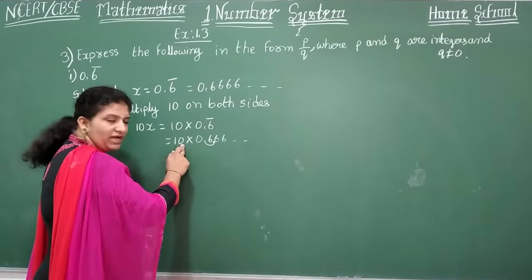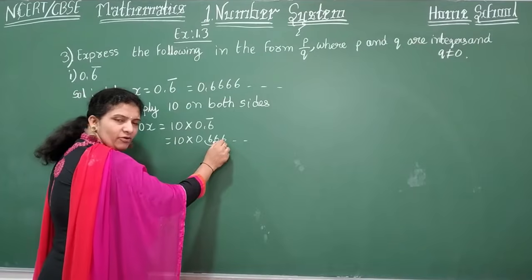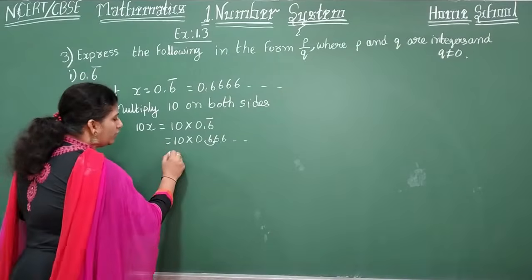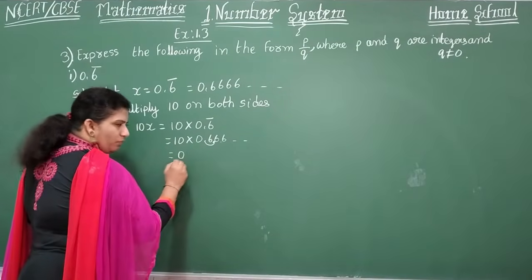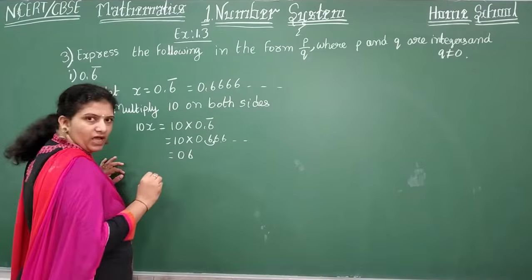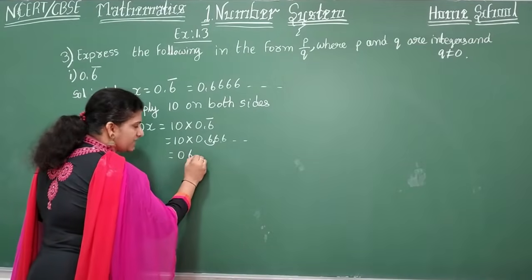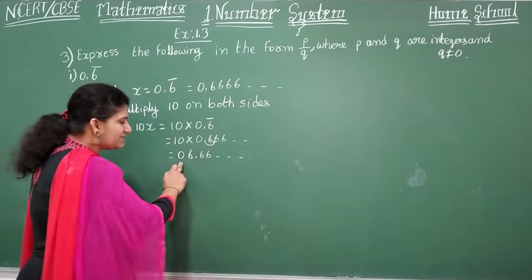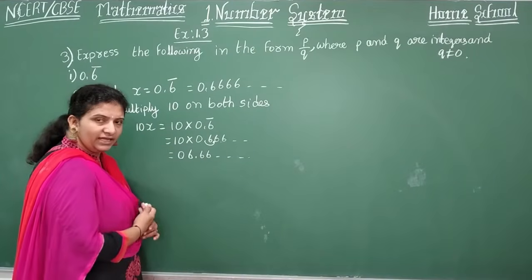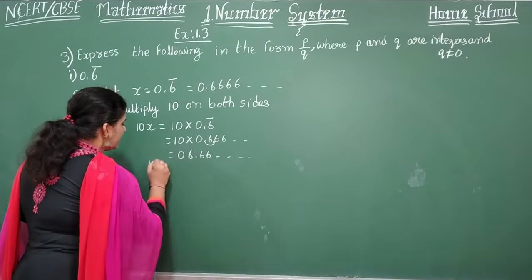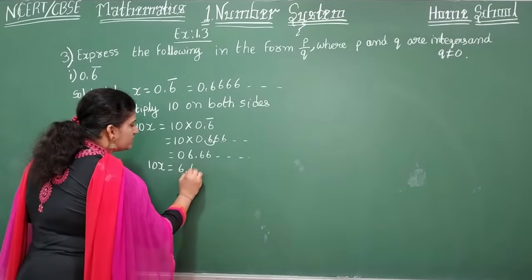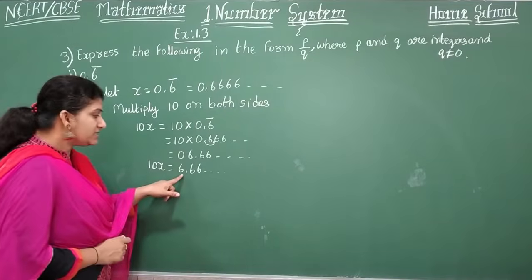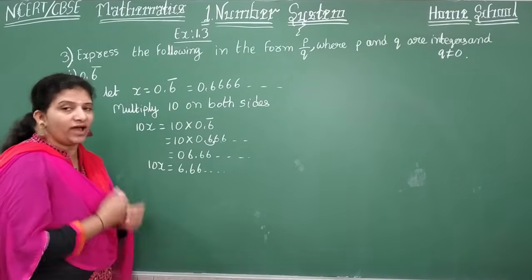If 2 zeros are multiplied, 2 places your decimal point will be shifted to here. So try to observe here carefully. Now what I do here? 0.6, observe here carefully, 0.666 and so on. So this 0 towards your left side can be neglected. So what I say? 10x is equal to 6.666 and so on. Okay. Now this 6.66 again you have to split.